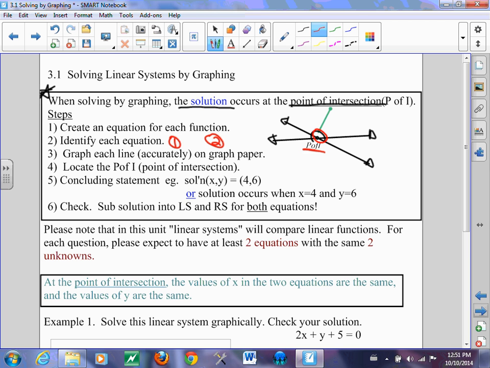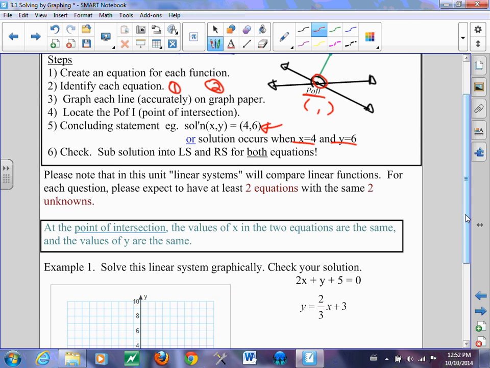So you're just going to circle it like this and write down P of I and put down the actual ordered pair. And then on your work on the side, you're going to throw a concluding statement in, which is solution xy equals 4, 6, for example, wherever it is. Or you could write down solution occurs when x equals 4 and y equals 6. Most people like the short form. It's easier and it's quicker for them to do.